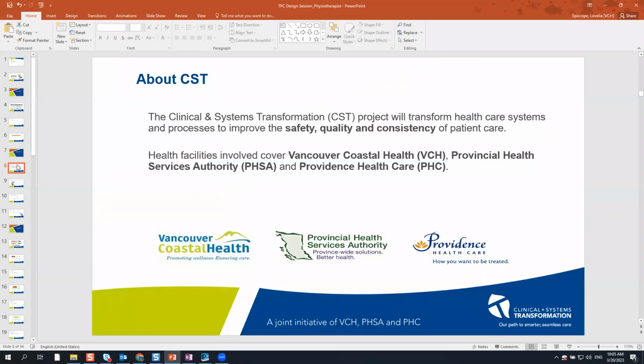So just guiding principles of design about CST, the Clinical and Systems Transformation Project transforms healthcare systems and processes to improve the safety, quality, and consistency of patient care. The health facilities involved are VPP, so they cover Vancouver Coastal Health, Provincial Health Services Authority, and the Providence Healthcare.